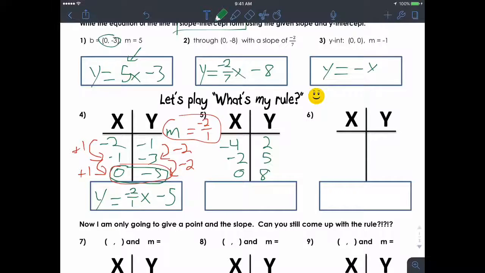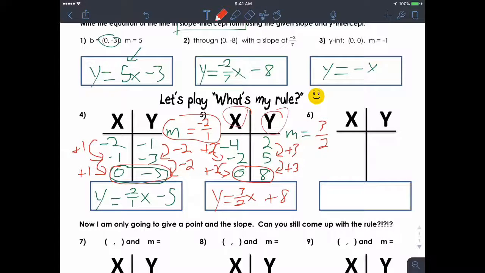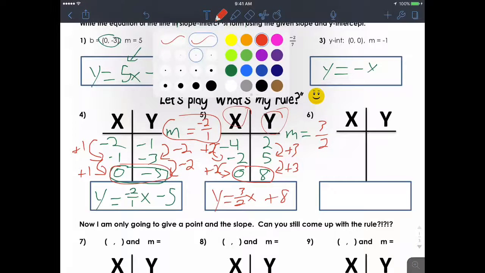Okay, now we can see that the slope comes from the rise over the run. The change in y, you can see, is you're adding 3 each time, and the change in x is that you are adding 2 each time. Okay, so the rate is 3/2 because it's the y over the x. The y-intercept is the input of 0, so (0, 8) is the y-intercept. Okay, so now we're going to write the equation. We have y equals 3/2x plus 8.